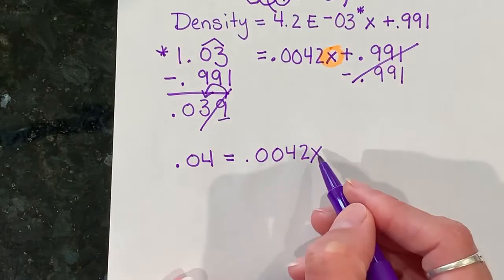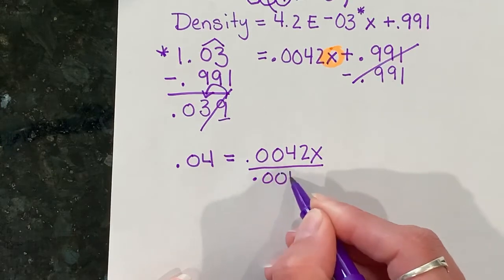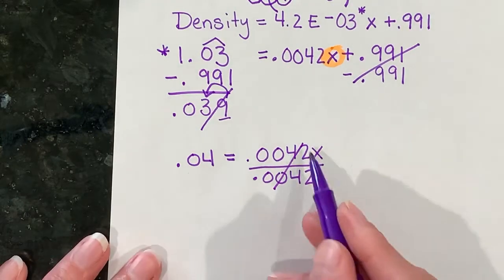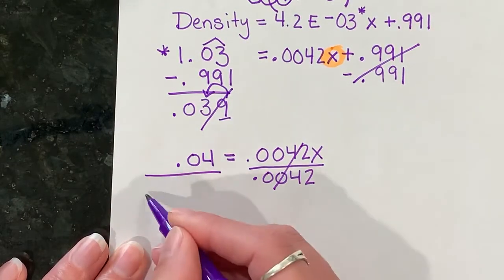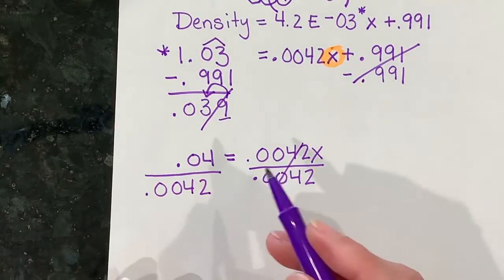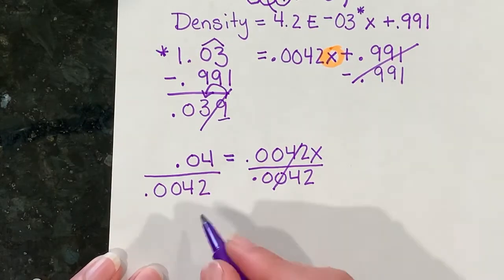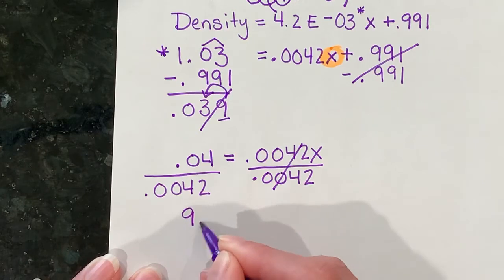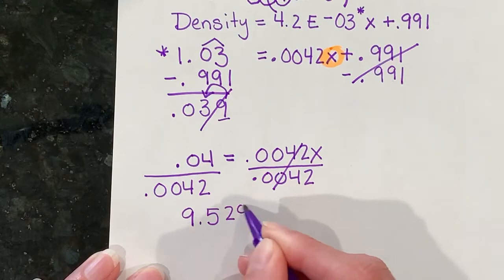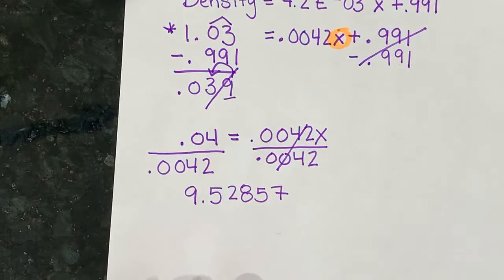So the opposite of multiplication is division. So that goes away. Whatever I do to one side, I have to do to the other. So when I plug this into my calculator, what I get is 9.52857, blah, blah, blah. Okay?